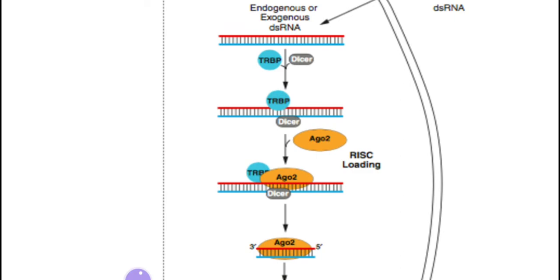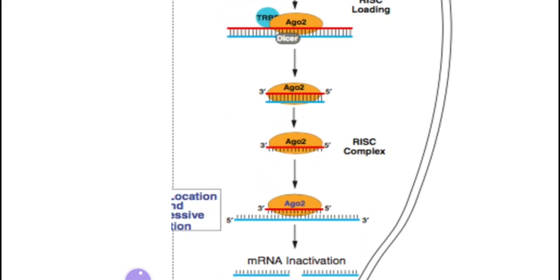onto the AGO2 containing RISC complex, the RNA induced silencing complex. RISC complex means RNA induced silencing complex, and again one of the two strands in this complex, in the about 22 nucleotide duplex, is selected to generate silencing RNA, and it will locate the target RNA and do the silencing of the mRNA by degrading or inactivating it.